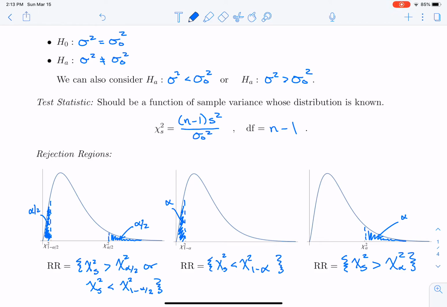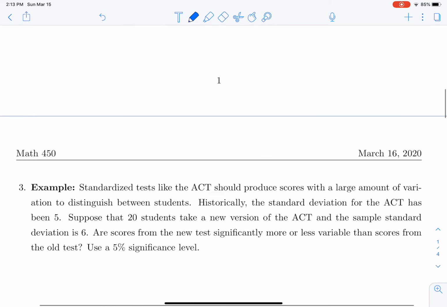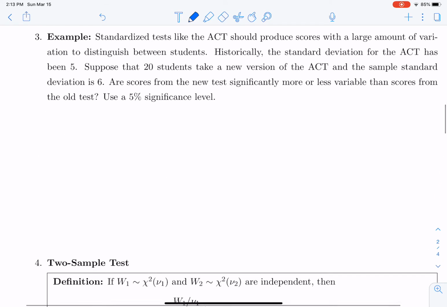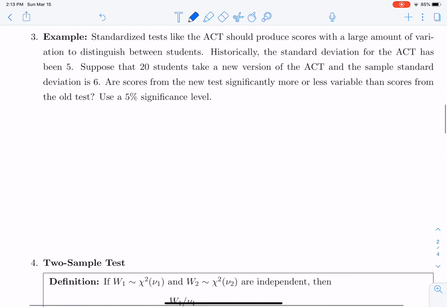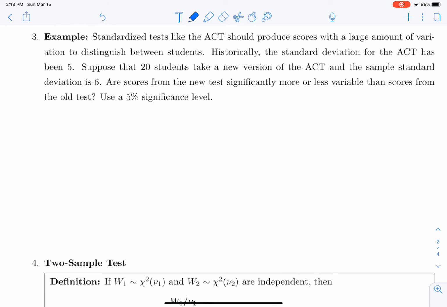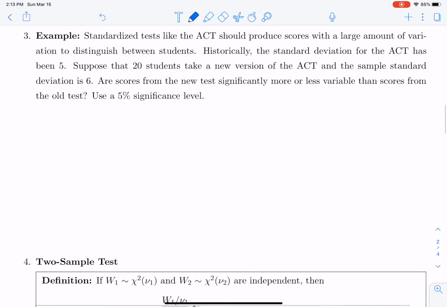So let's proceed to an example. Standardized tests like the ACT should produce scores with a large amount of variation to distinguish between students. Historically, the standard deviation for the ACT has been 5. Suppose that 20 students take a new version of the ACT and the sample standard deviation is 6. Are scores from the new test significantly more or less variable than scores from the old test? We will use a 5% significance level for this test.